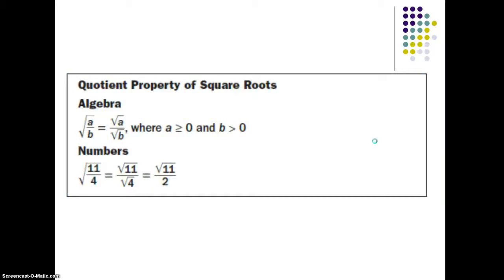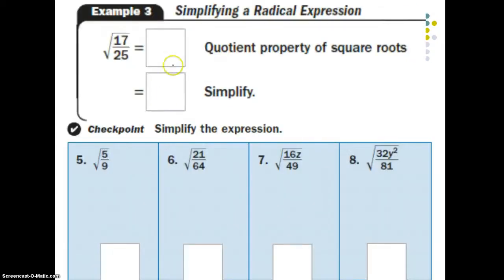The quotient property of square roots basically says the same thing. If you have a fraction that you're square rooting, you can separate them into 2 square roots and then find the square roots of the perfect squares, the ones that are going to give you whole numbers. So 17 over 25 we separate into square root of 17, square root of 25. We know 25 is 5 times 5, so we can simplify that to 5.